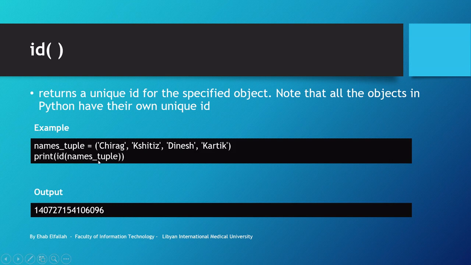So each object will have a unique ID. For example, if we make this tuple and we print the ID of this tuple, it will give us this. If I run this now on my computer, it will give me another ID because it's dynamic.